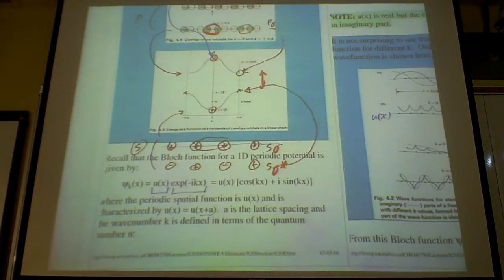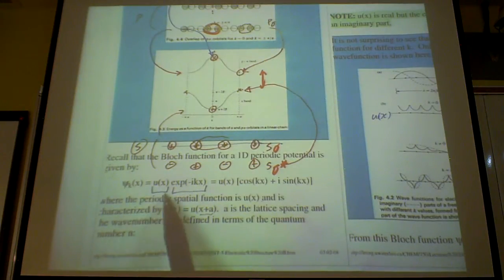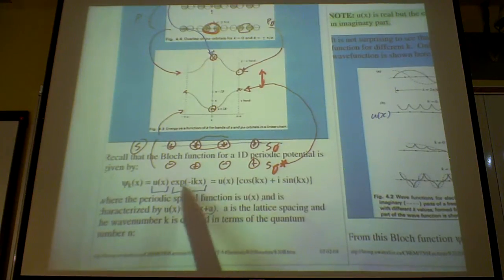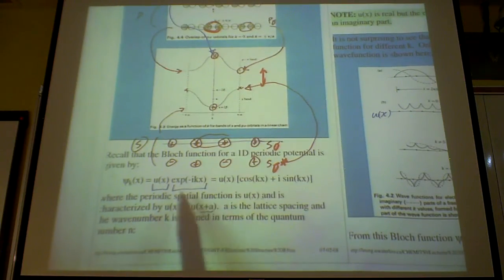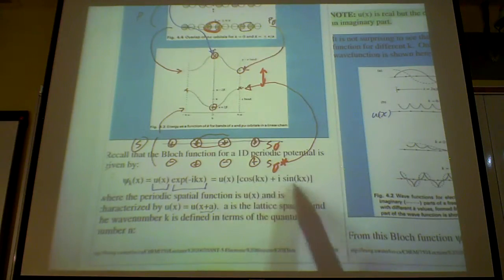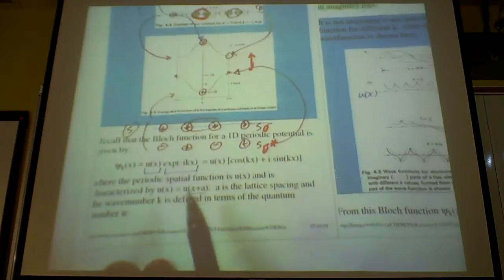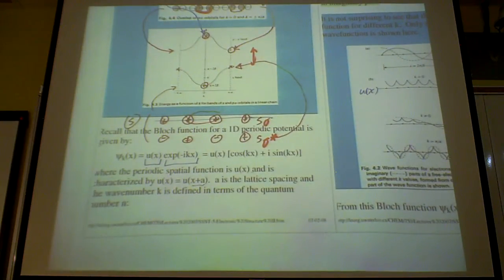So here I say the Bloch function is written as, remember what the Bloch function is, basically a periodic function times an exponential, right? This is a plane wave kind of thing, e to the minus ikx, or k times r. If you have an exponential with an imaginary number, it is the same as cosine theta plus i sine theta. You can always expand your exponential this way. And so the key point is that this u of x is my periodic function corresponding to my linear arrangement of my atoms in my lattice, right?